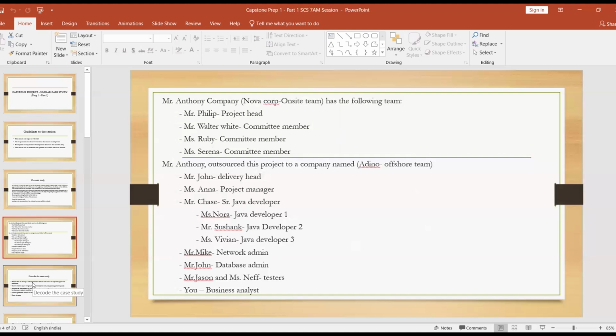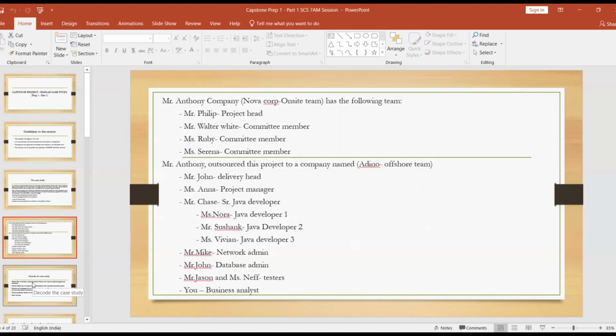In Capstone project prep 1 part 1, prep 1 part 2 as well as prep 1 part 3, there will be a single case study. You have to document everything individually upon your justification and documentation.